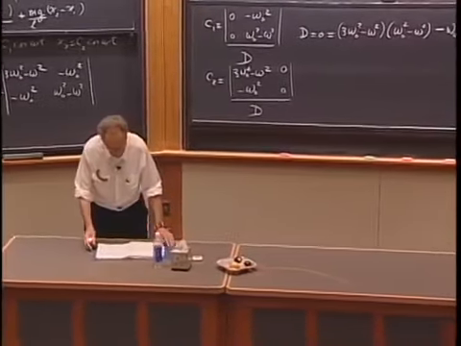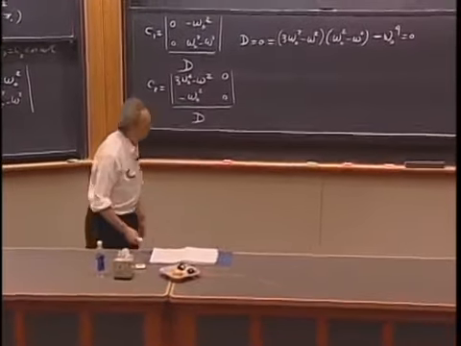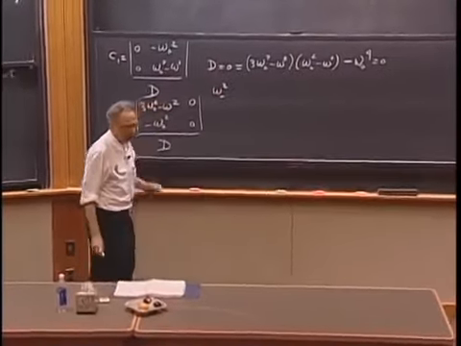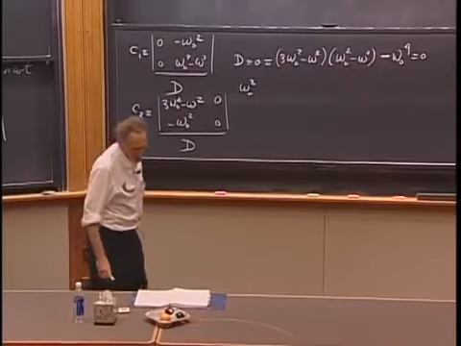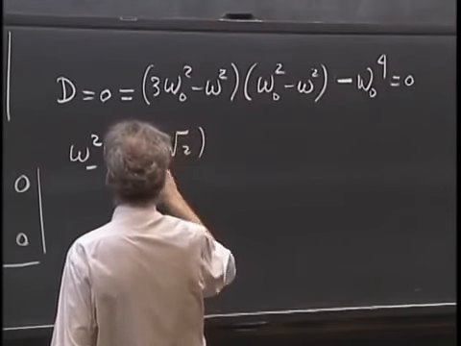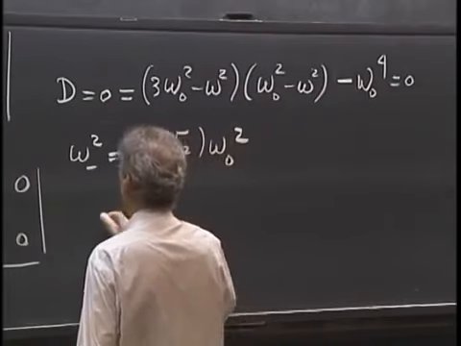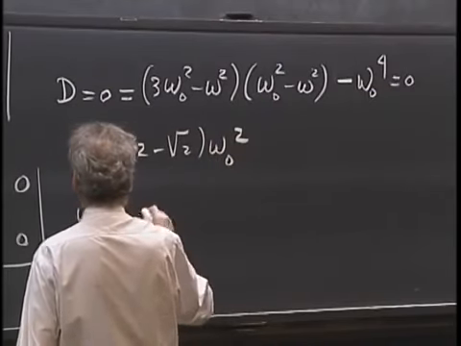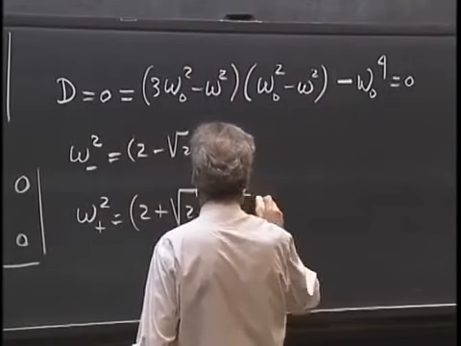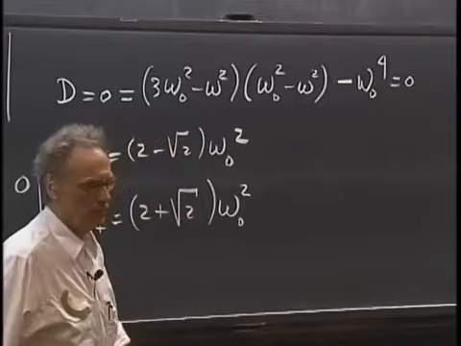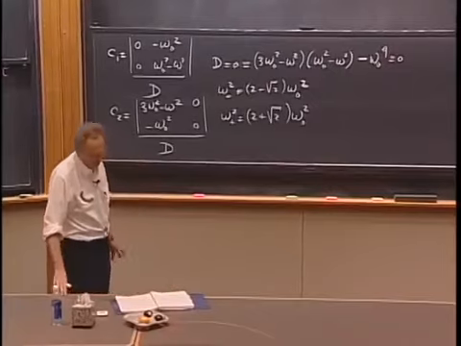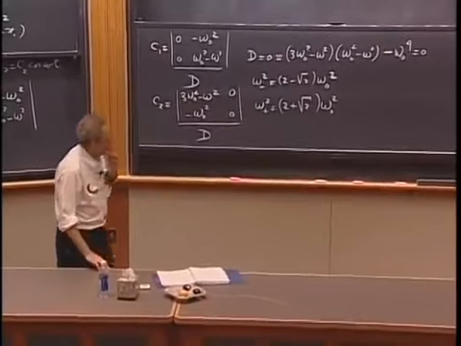This is utterly trivial. And out comes then that omega minus squared, which is the lowest frequency of the two, is 2 minus the square root of 2 times omega 0 squared, and omega plus squared is 2 plus the square root of 2 times omega 0 squared. So this step will take you no more than maybe half a minute. But be careful, because you can easily slip up, of course.